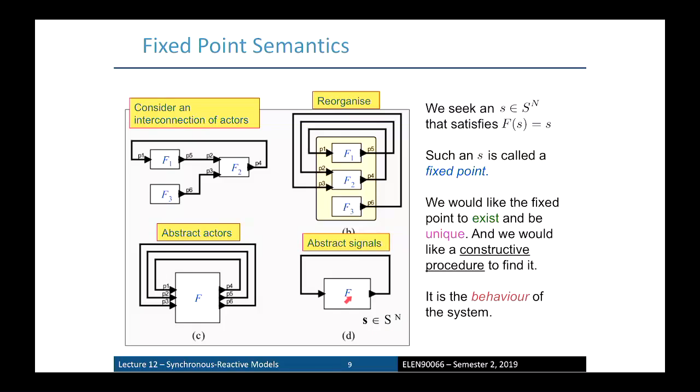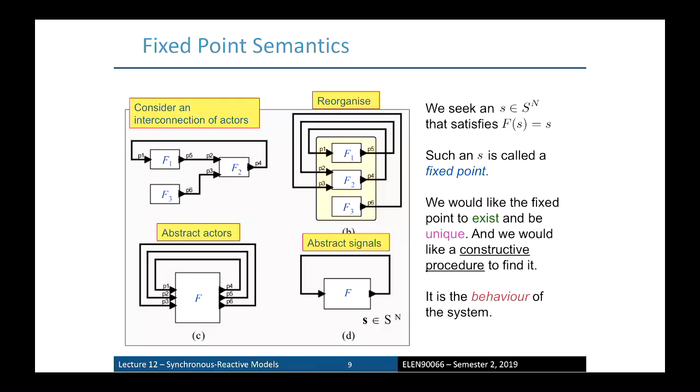Clearly, this is a relationship where F acting on S has to give me S. It shows you that F acting on the input gives you an output that is the input. And we call this a fixed point. In order for this to make sense, this must hold. The actors, the abstracted actor, whatever you want to call it, acting on the signal S must give you back S. We call it a fixed point.